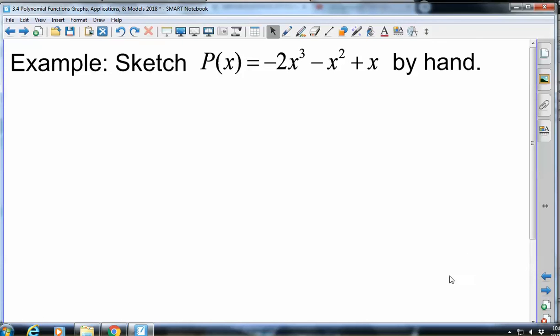We can determine our end behavior from the beginning if you want, and then we're going to have to factor this thing down to find our zeros. So the end behavior is probably easiest before you factor it. You just look at this negative 2x cubed. What does that tell me?